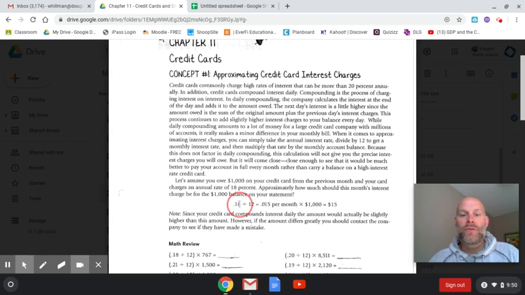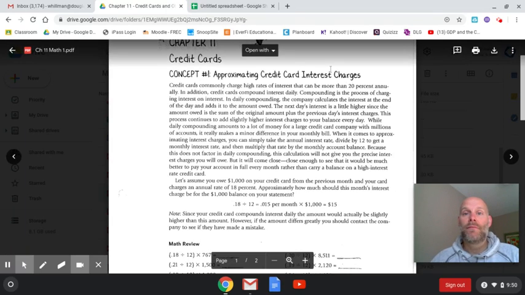In this example, let's assume you have $1,000 on your credit card, and you have an annual rate of approximately 18%. How much should your month's interest charge be on that $1,000 balance? We're going to calculate that by taking your 18%, or 0.18 in the example here, and dividing it by 12, which is of course the number of months in a year. That'll give you your monthly rate, and you multiply that by your balance, and that will give you your estimated finance charge, in this case, $15. So let's go ahead and look at Sheets and do that example out.